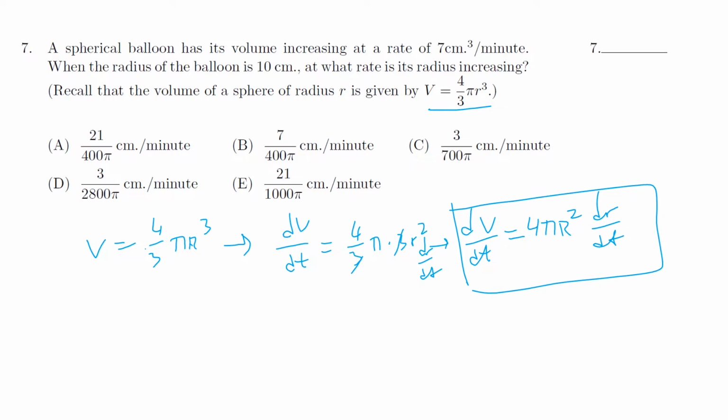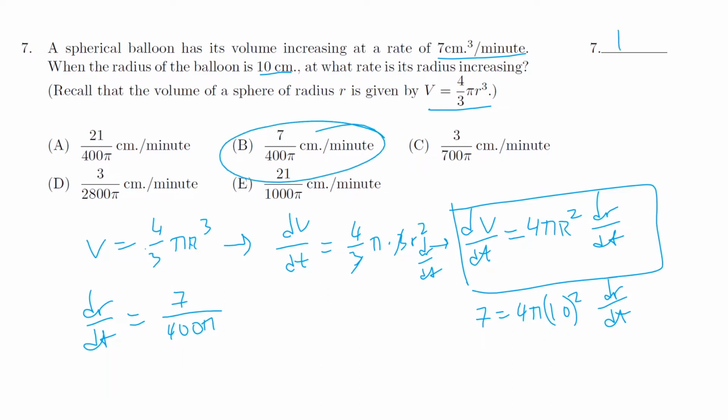So it's increasing at a rate of 7 centimeters, so dV/dt is 7. 4 pi is 4 pi. Radius is 10, so 10 squared. And I have to find dr/dt because that's my only unknown. So therefore dr/dt is equal to 7 over 400 pi. And it is B. Boom.